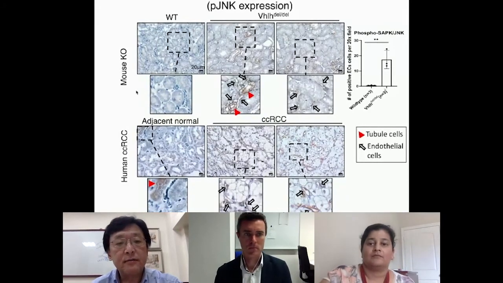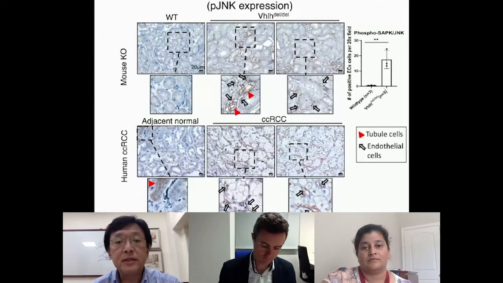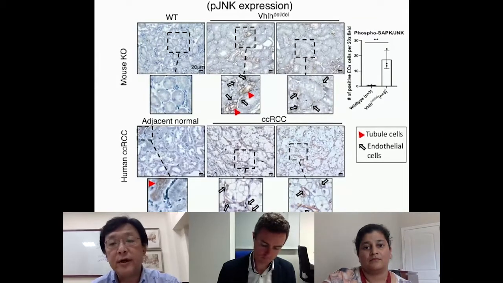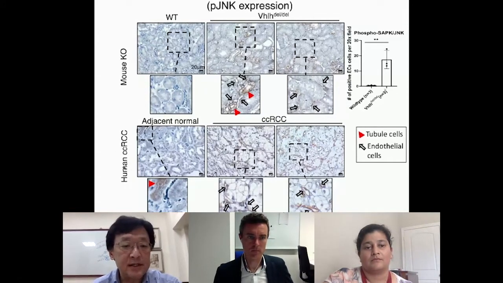This is mouse tissue, wild type. There's no phospho-JNK. In the knockout mice, there is phospho-JNK in the abnormal tubule, as expected. But surprisingly, we also observed very prominent expression of phospho-JNK in the nearby vasculature, and even in the more distal area. So the vasculature is, so to speak, inflamed. And this can also be observed in human CCRCC samples.